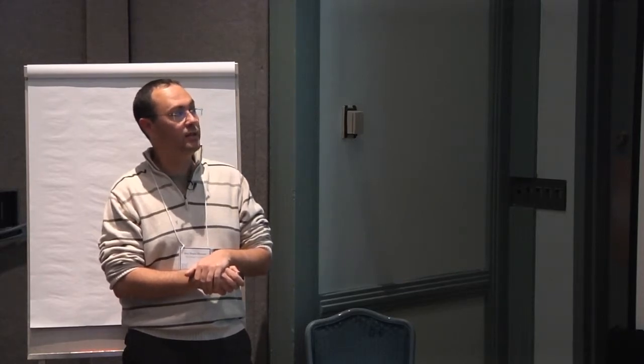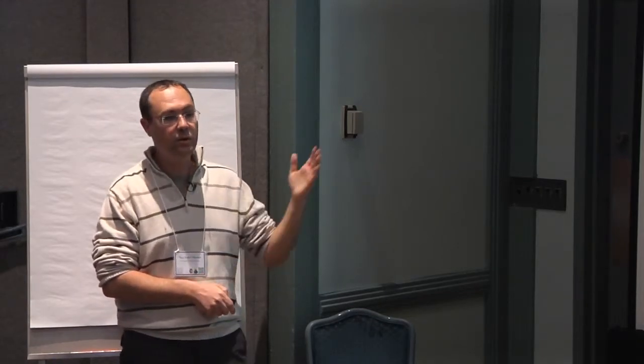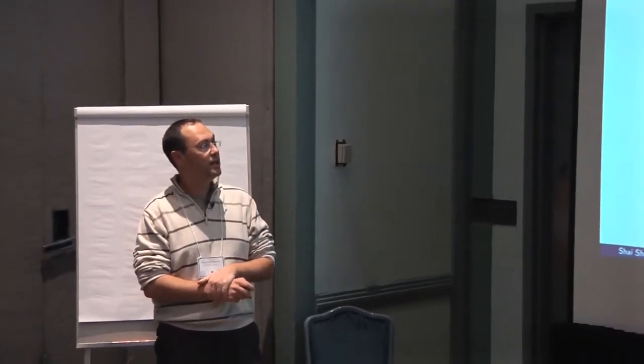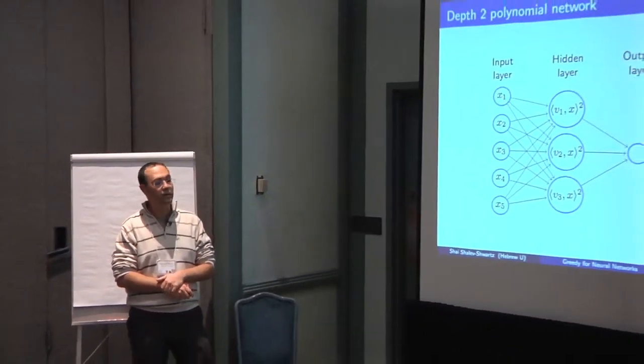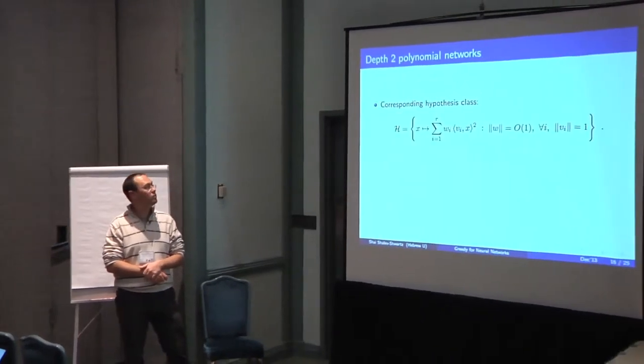Okay, this one I showed. Okay, so here is some depth 2 polynomial network. So we have the input layer, then we have the hidden layers which compute inner product with some vector and then take square, and then we have sum of this. This is the output layer. So looking at this, we want to learn the class of all functions that can be implemented in such a network.